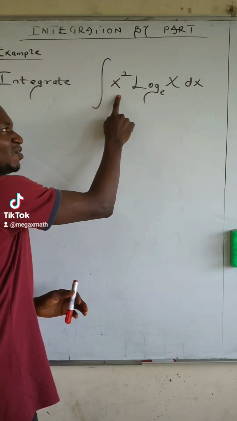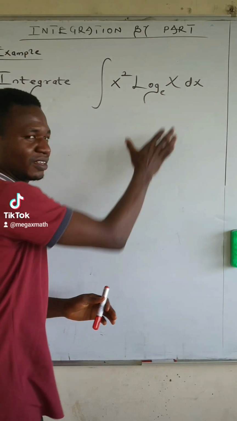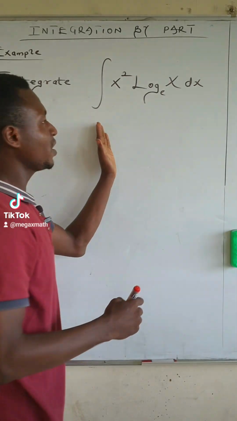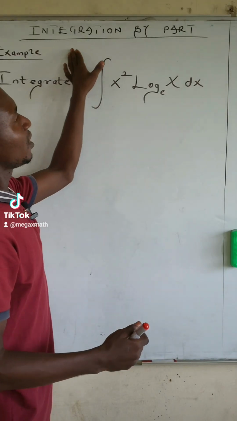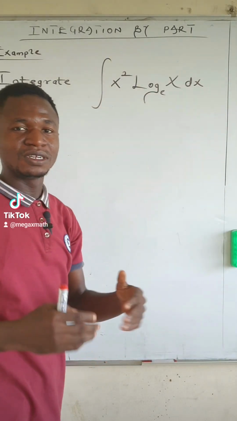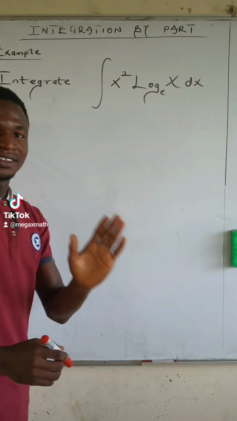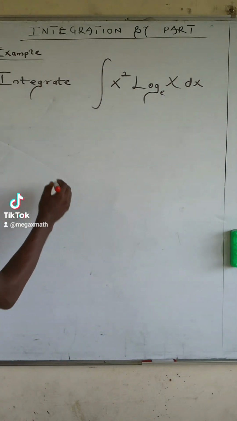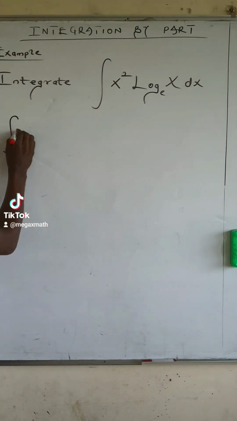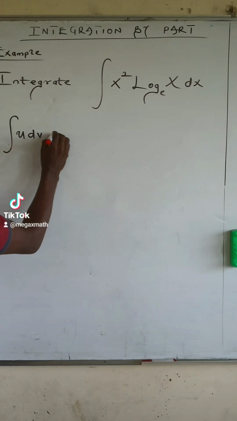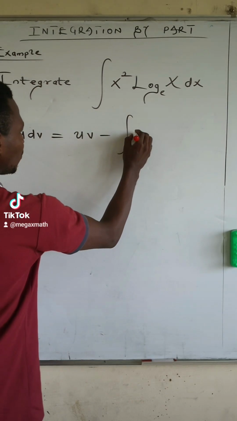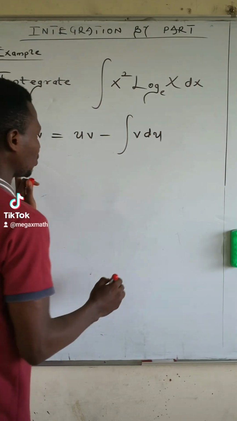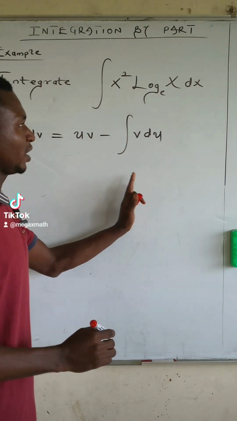x squared itself is a function and the log itself is a function. So when we are integrating the product of two functions, we have to use a method of integration called integration by parts. The integration by parts formula is given as the integral of u dv is equal to uv minus the integral of v du. So this is a simple process that we have to follow.